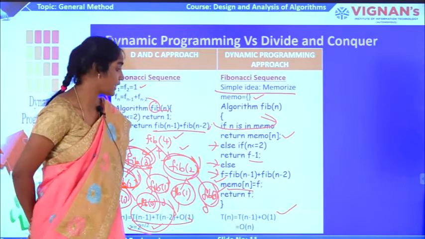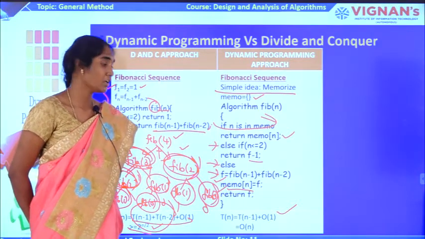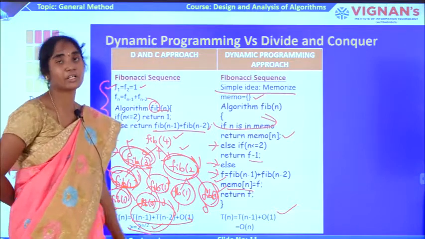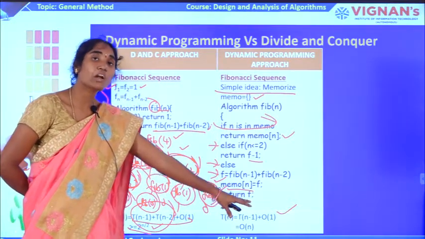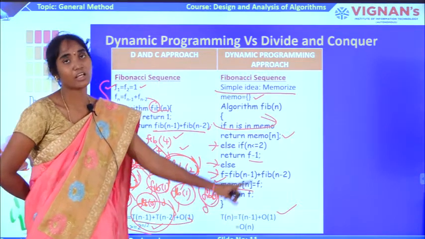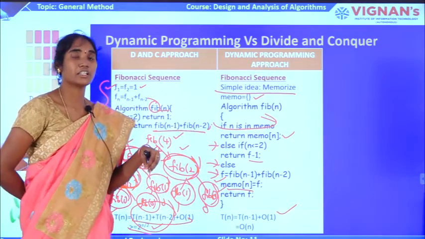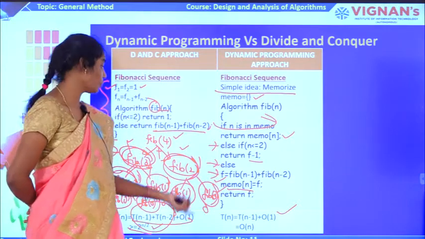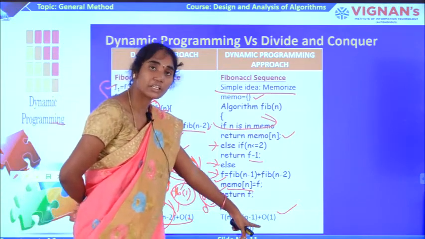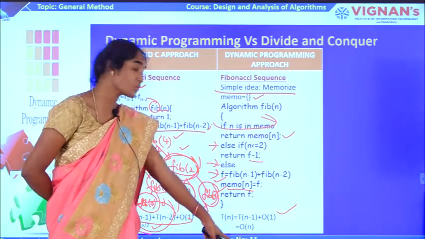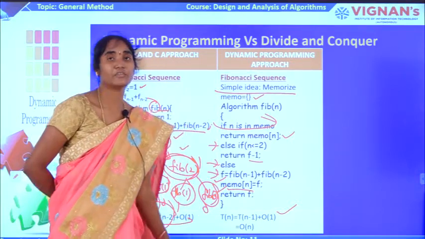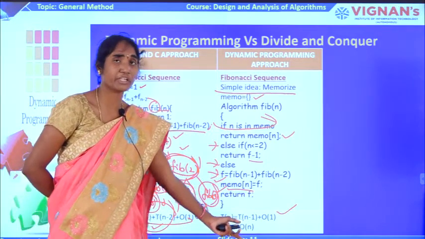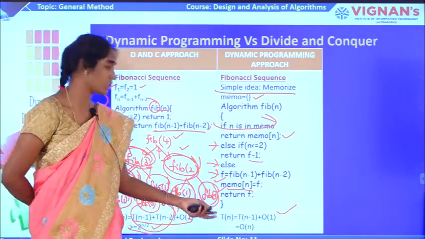Now coming to this, here the recurrence relation is T of n is equal to T of n minus 1 plus big O of 1. Here I am not finding T of n minus 2 once again, I am just taking the value from the memoization table. So there is no need of computing T of n minus 2 again, that is why it is T of n minus 1 plus big O of 1. If that is a smaller problem, directly I am sending the solution, right? That is if n is equal to 2 or 1 or 0, right?